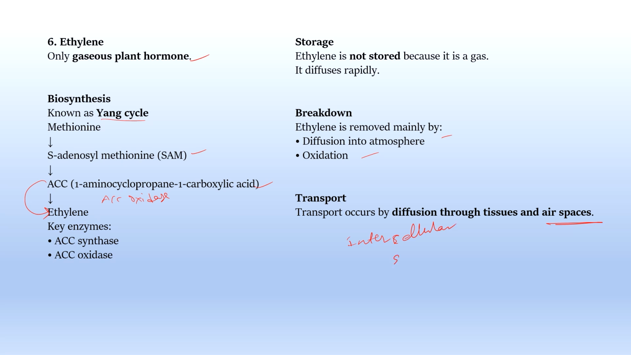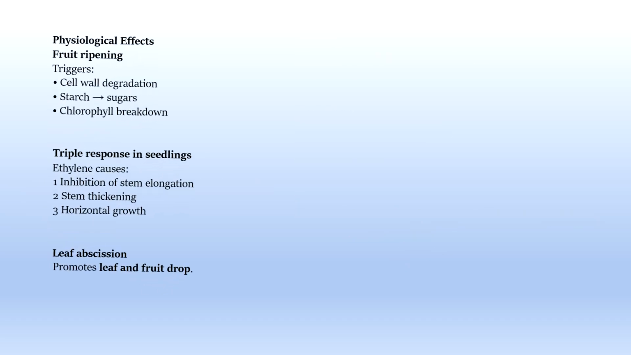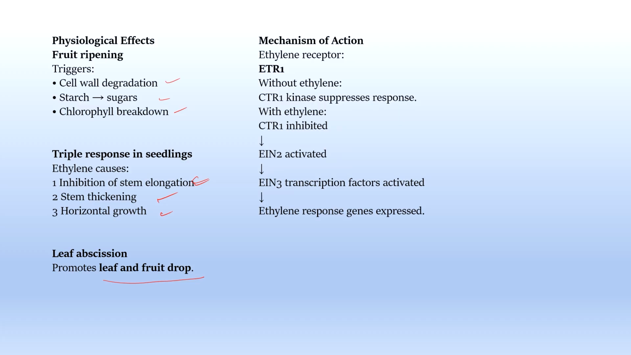The functions of ethylene are to trigger cell wall degradation. It converts starch to sugars. It also performs chlorophyll breakdown. Okay. There is a triple response role in ethylene. That is, it inhibits cell elongation. So it is supporting horizontal growth, not vertical growth. Okay. Leaf abscission. So it is responsible for fruit ripening, leaf abscission, and stress responses.